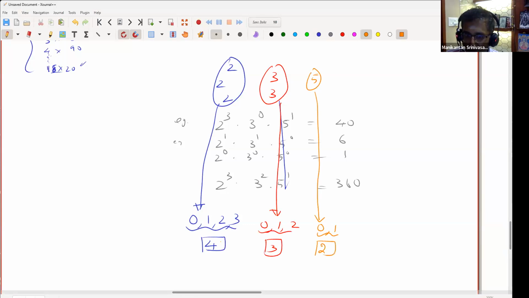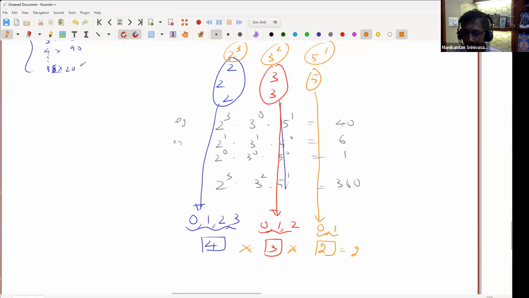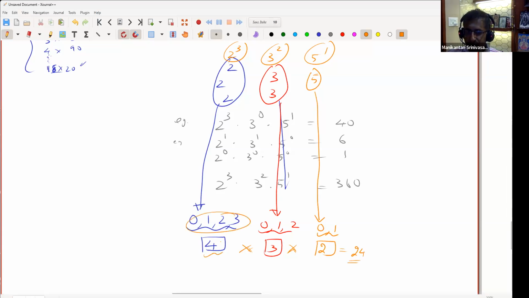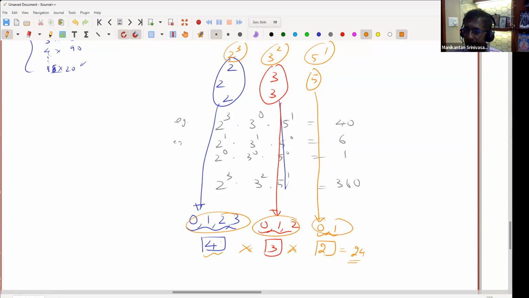So where are these numbers 4, 3, and 2 coming from? They are 1 more than the number of 2s available, 1 more than the number of 3s available, 1 more than the number of 5s available. And if I multiply all of this, that gives me the number of factors. 4 times 3 times 2, which is 24. So the number 360 has 24 factors, because I can pluck any number of 2s with any number of 3s and with any number of 5s, and that combination will give me a unique factor.